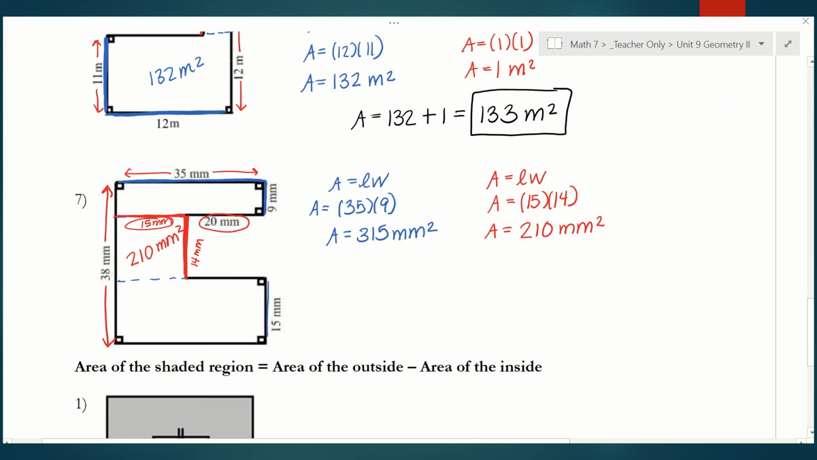And let's see, I can see the width is 15. That's helpful. And the length I can actually see is the same as the length on the top, which was 35. So that last rectangle is going to be 35 times 15. And that is 525. I forgot to write this was 315.